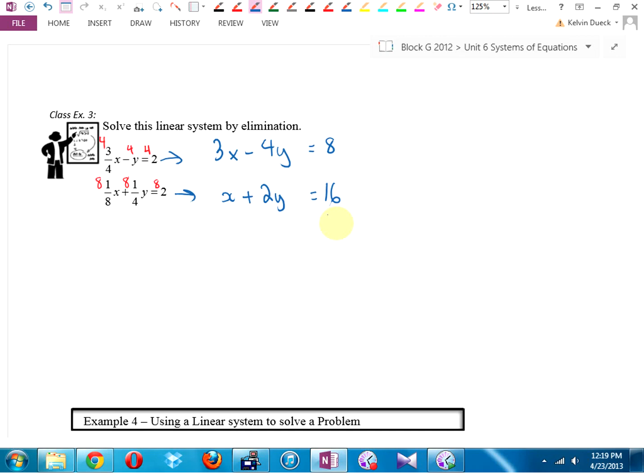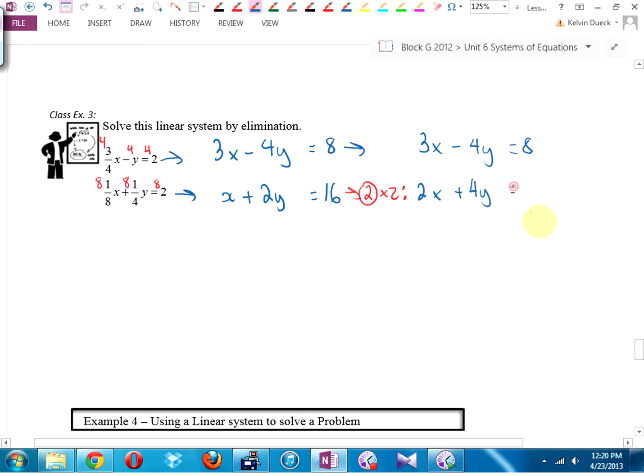Either's fine. So what would you multiply what equation by what? Equation 2 by 2. So let's rewrite equation 1, 3x, leave a space, minus 4y equals 4. And I left a space so that I could go equation 2 times 2. By the way, if you're making sloppy mistakes, keeping your equal signs in line and writing things nice and level does get rid of dumb mistakes. 2x plus 4y equals 32.